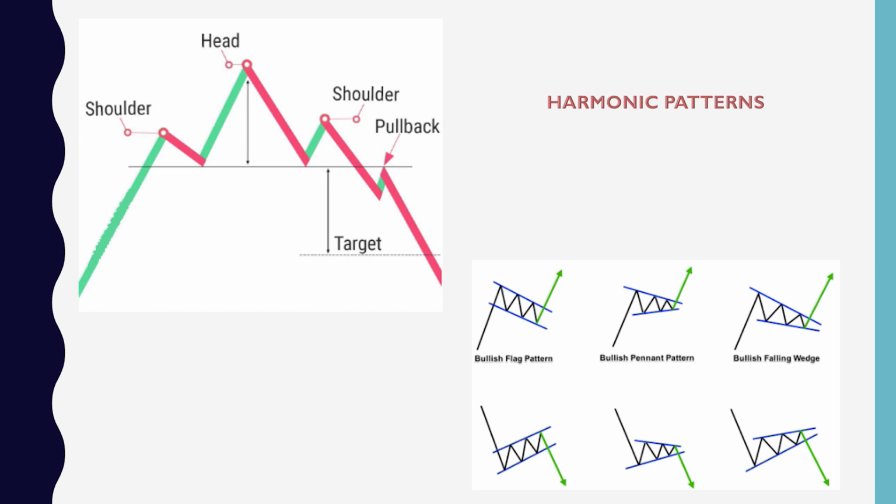For example, in this picture on the left, we have the head and shoulders pattern. According to this method, we should enter the trade under the right shoulder when the price breaks the previous low and returns to the previous level like this. And the target is equal to the low price to high price, like this one.